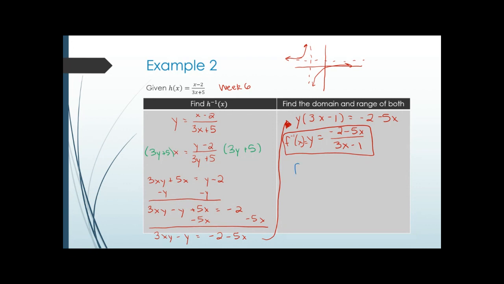Okay, so I need to find the domain and range of each of these. And actually, because we haven't technically learned about this, let's just skip this. I was running out of room anyway. You could do it by the graph, but it will make much more sense when you get to week 6. So let's not even worry about that. What's important and what you need to know for this week is how to find the inverse.